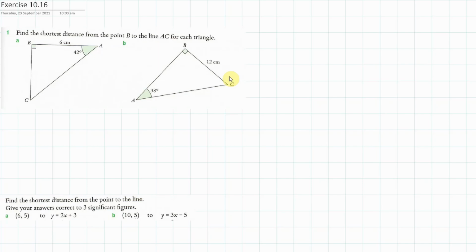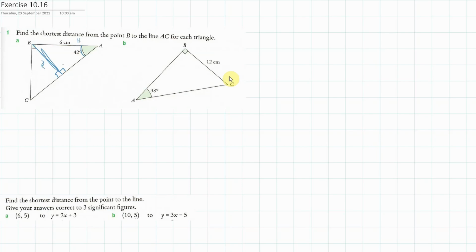Today we are looking at finding the shortest distance from a point. I'm going to do just a couple for you, from point B to line AC. The shortest distance will create a 90-degree angle, and that means that we can use trigonometry to find the distance. We've got an angle here, we've got a hypotenuse here, and what we want to find is this length here, which I'll call x.